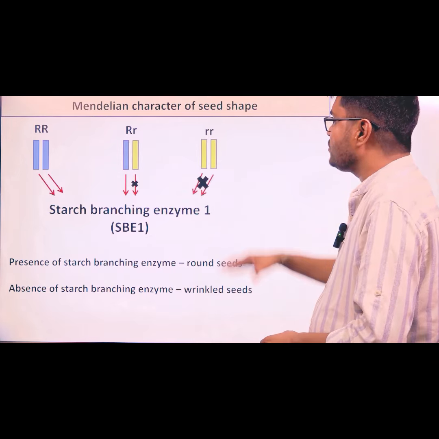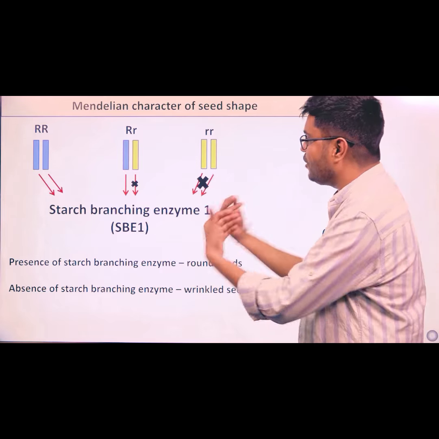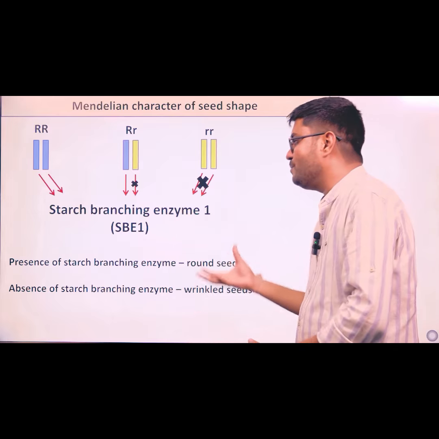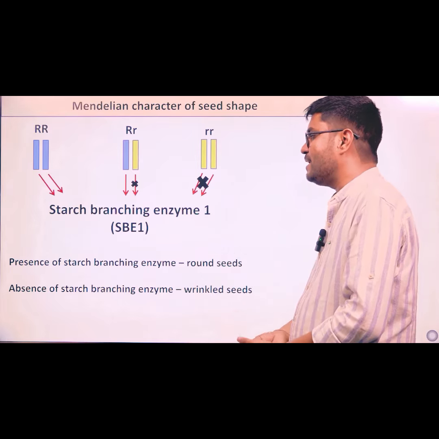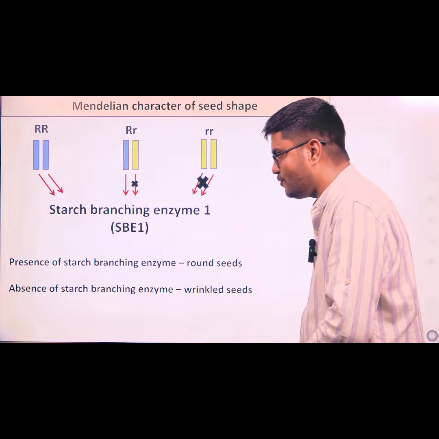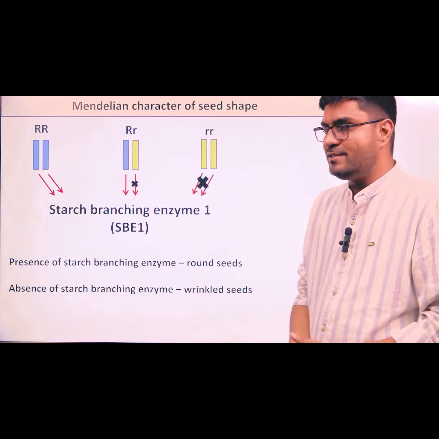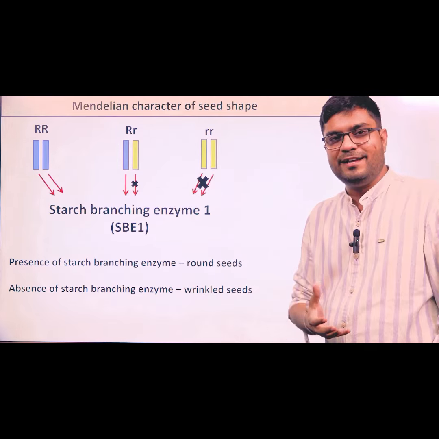Now, small r: both the copies are identical, but none of them is able to make starch branching enzyme SBE1. No enzyme, no branched starch formation, no filling of the seed, and the seeds will be what? Wrinkled. From where is this small r allele coming?